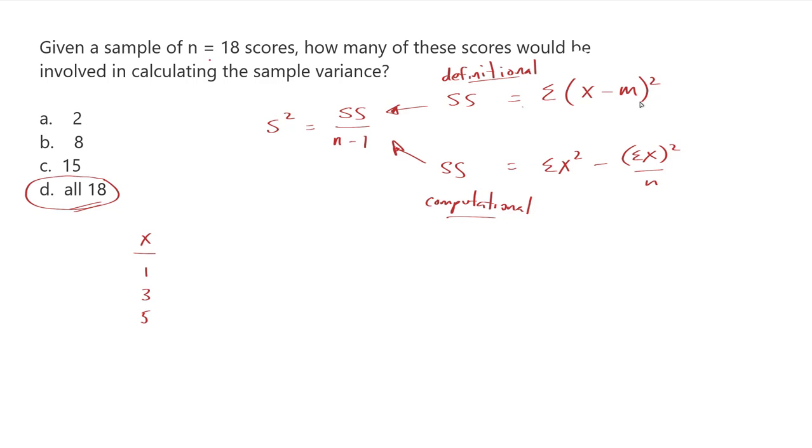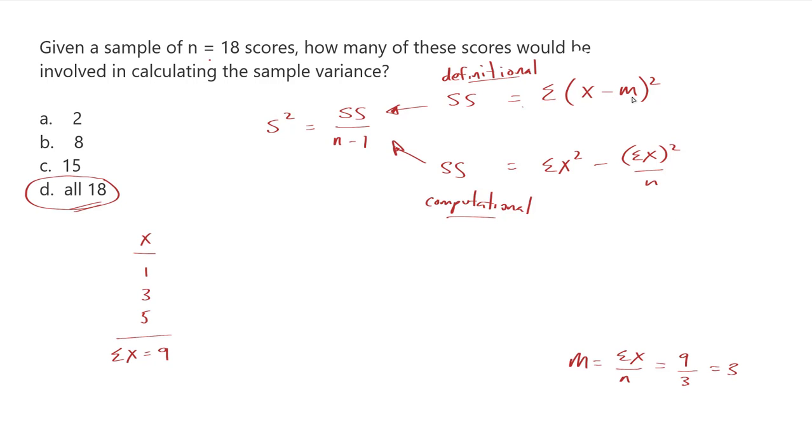The definitional formula says that I'm going to need to know my sample mean. And so to find my sample mean, the sample mean being the sum of x over n, I need to know my sum of x. And that is 1 plus 3 makes 4 plus 5 makes 9. So this is 9 over 3. My sample mean is 3.